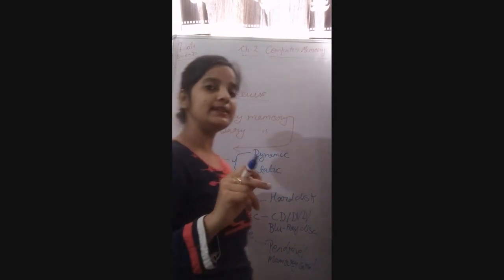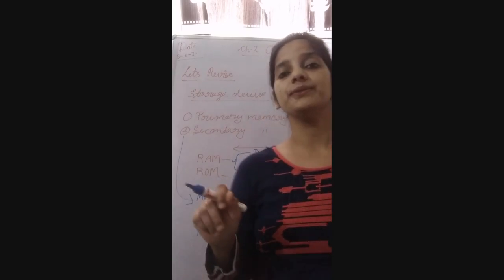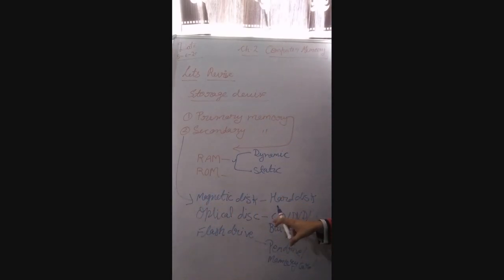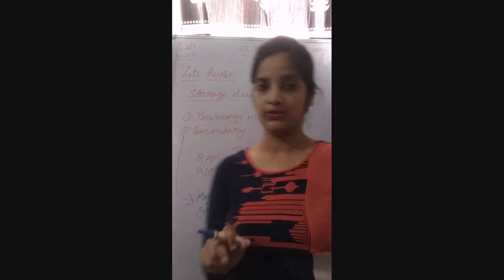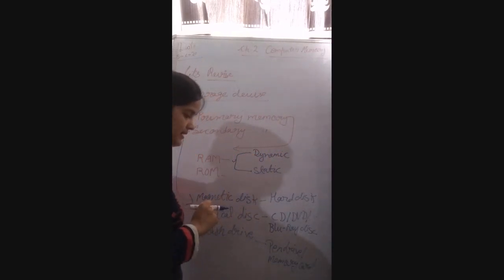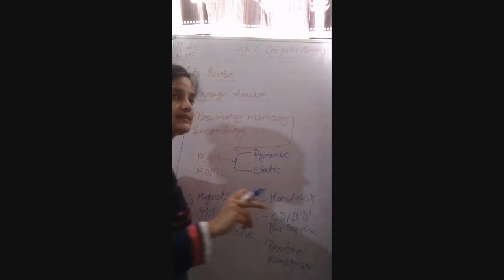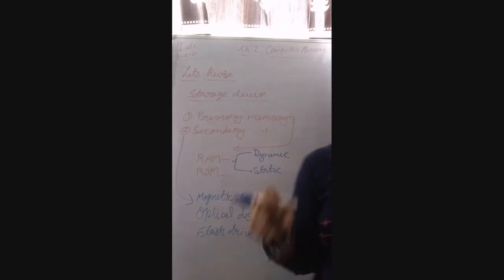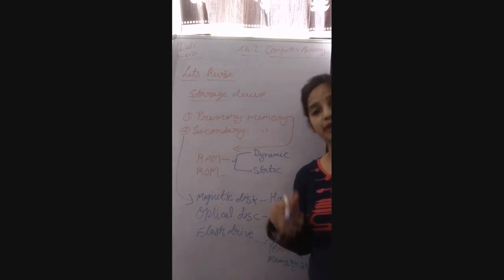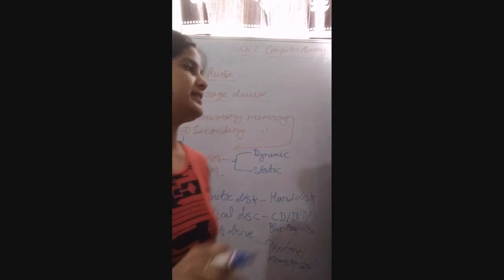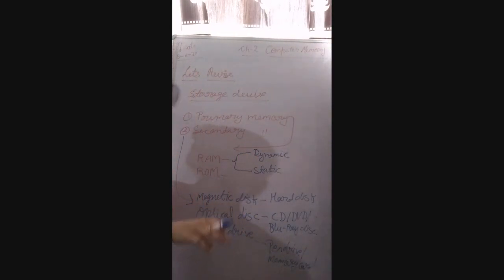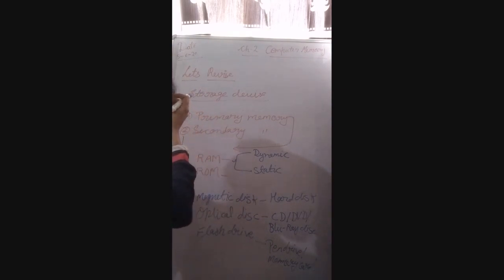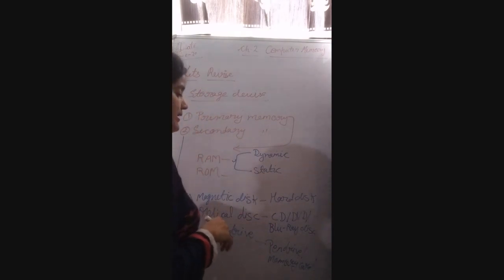In the CD recordable, you can also write the data only once. And in CD rewritable, you can store or read the data as many times as you want, write or erase the data as many times as you want. It means many times you can read and write the data.